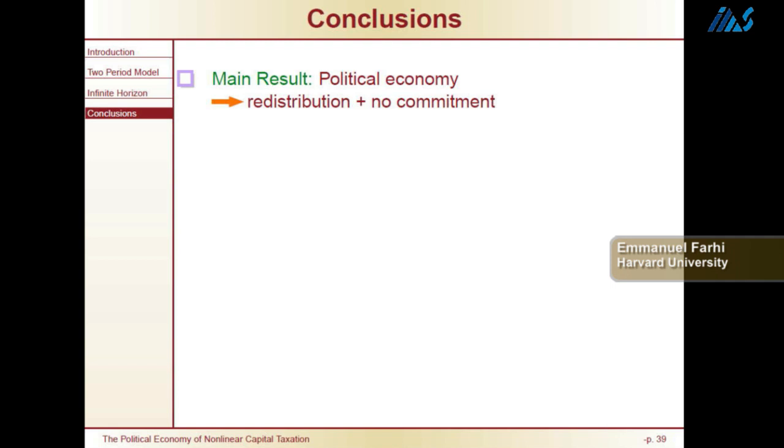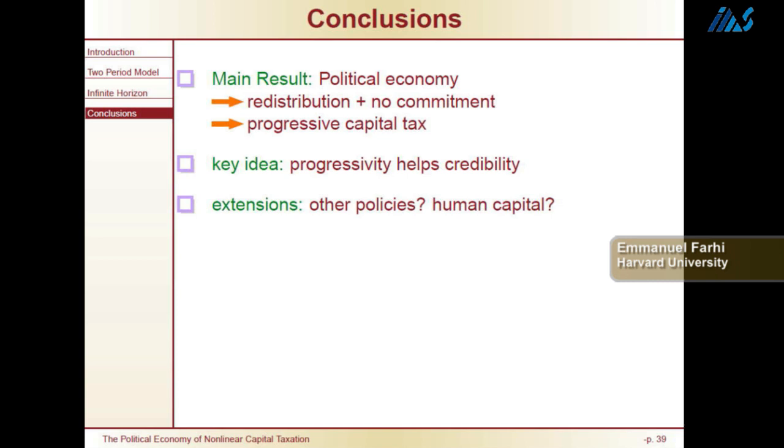That was the paper I wanted to present today, and the main idea was that some political economy constraints that combine a desire for redistribution and no commitment can lead to positive and progressive capital taxes. And the key idea is that progressivity helps credibility. And it obviously raises a lot of potential extensions that would be interesting, looking at other policies and characterizing other policies and how they would be affected by credibility. And trying to think about different forms of capital also, like human capital and things like that.